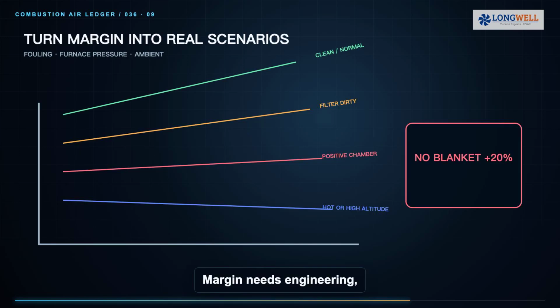Margin needs engineering, not a blanket percentage. Put filter fouling, chamber pressure variation and ambient extremes into separate system curves. A little defined reserve can be useful. An oversized blower forced to throttle continuously may waste energy, reduce controllability, and still fail the low fire requirement. Select across an operating envelope, then show where the control device and motor limits sit on that envelope.